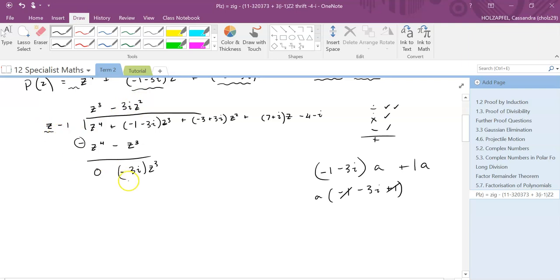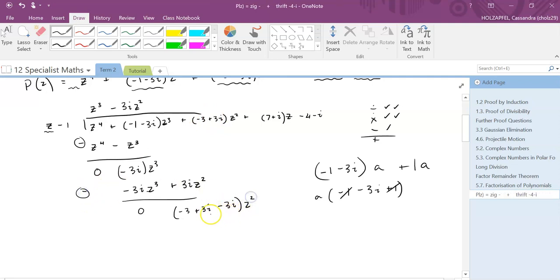So this times by our linear factor is going to give me negative 3iz cubed plus 3iz squared. And then I'm going to subtract, so those two values are going to cancel, which is good, that's what we want. And then I'm going to have negative 3 plus 3i, so this comes from this coefficient here, minus 3i z squared. So that's going to cancel those two. So I'm just going to be left with negative 3z squared.